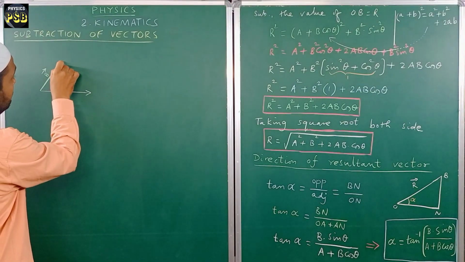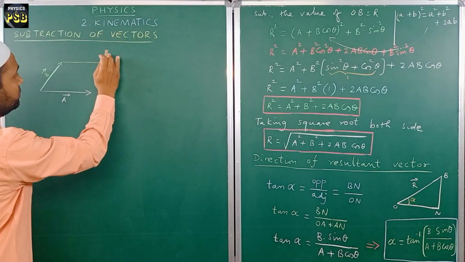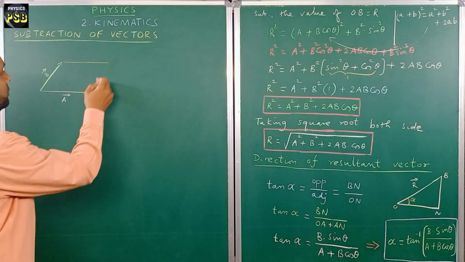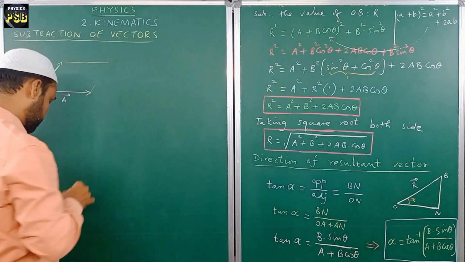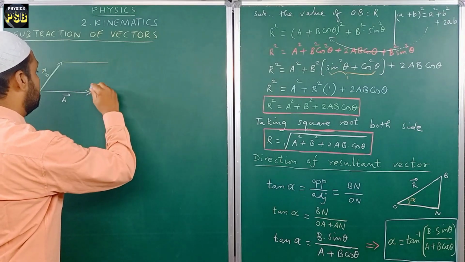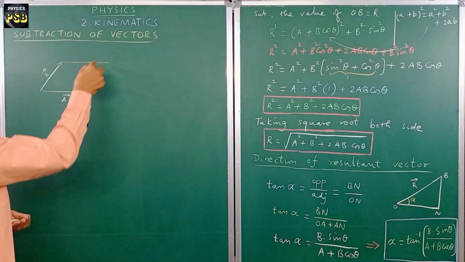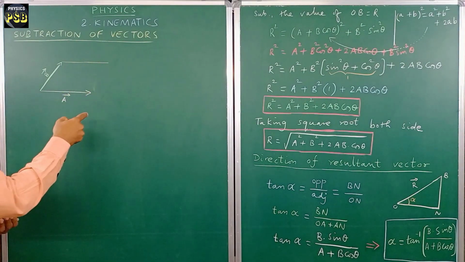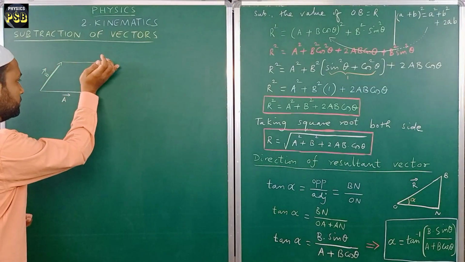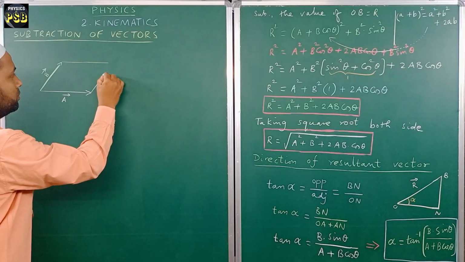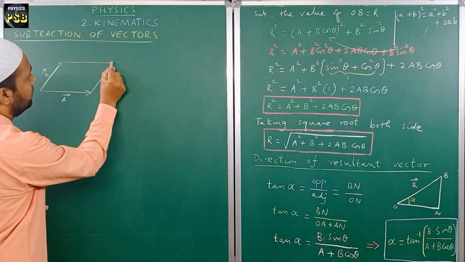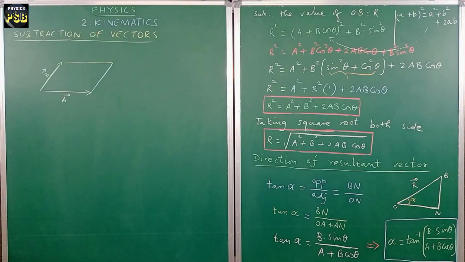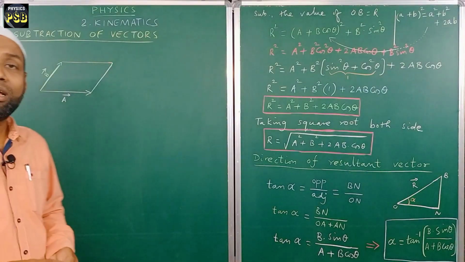How does a parallelogram appear? Let me show you. A parallelogram has four sides, whose opposite sides are parallel to each other. See, this line is kept parallel to this line. Now I am going to draw another line which will be parallel to this line. Now what I have obtained is nothing but a parallelogram. Here these two vectors are represented by the sides of this parallelogram.